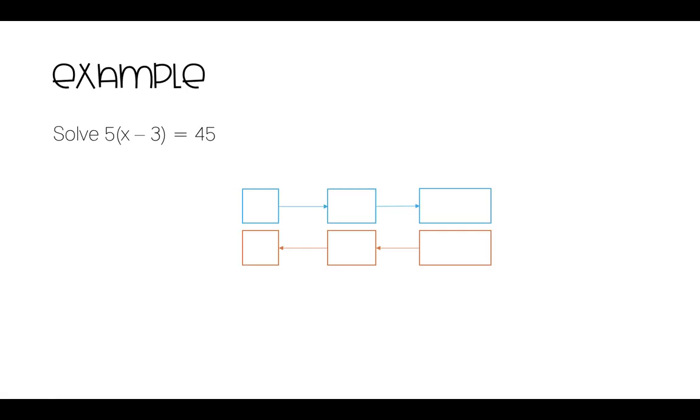So again, actually I'll show you this one. It's a bit more complicated. So the first thing we're going to do in this case is work within our brackets. So we go x minus 3 is our first case, because remember we're following BIDMAS, which means we're doing everything in the brackets first. So x minus 3 gives us x minus 3. And then we're going to multiply that by 5, which means we've got 5 times x minus 3. And that is equal to 45.